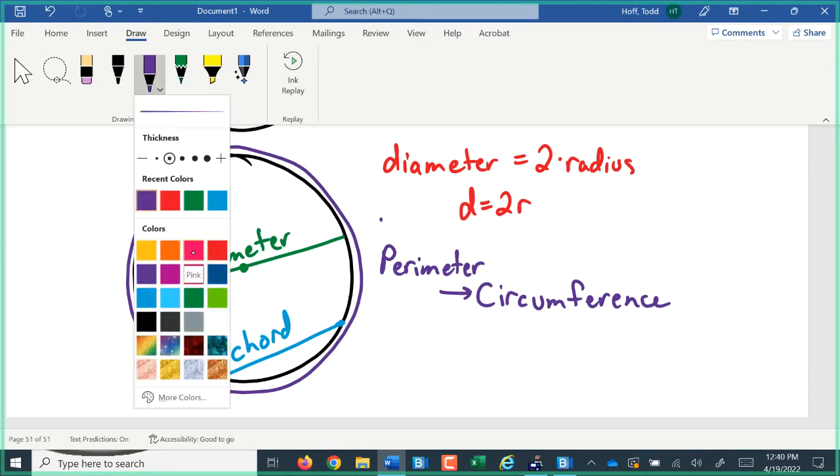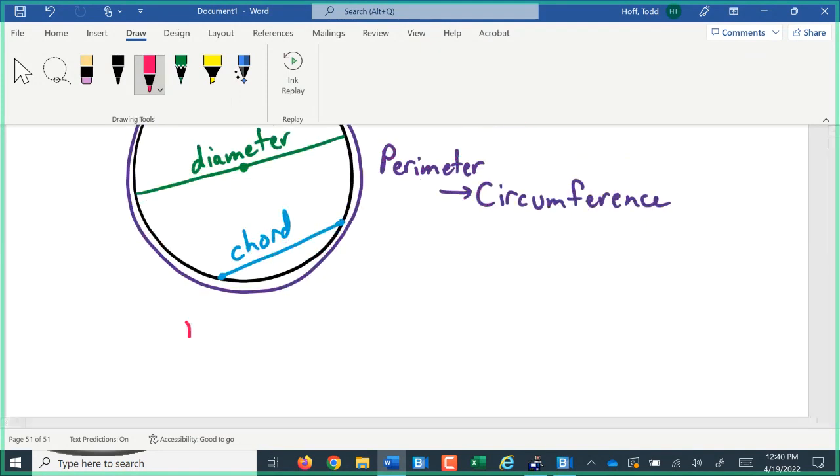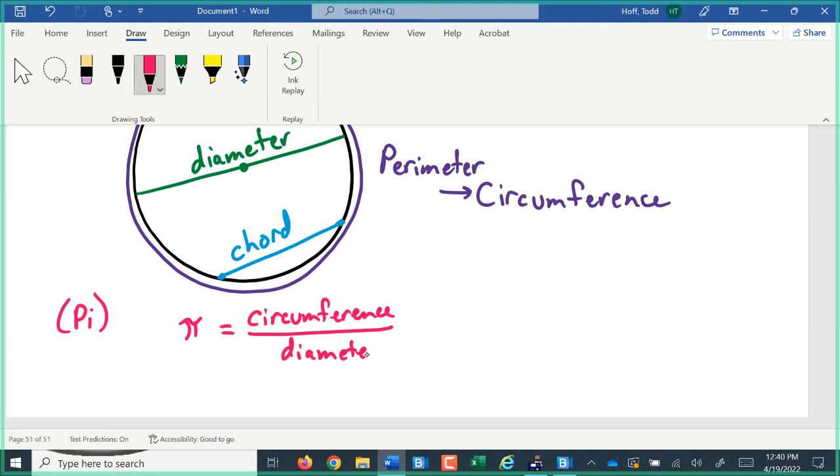Now, to find circumference, we actually need a constant that is used in circles, and that is this thing, which is called what? Pi. Pronounced pi. And it is equal to the ratio of the circumference of a circle divided by the diameter of that circle. And it typically comes out to 3.1415926, and so on.